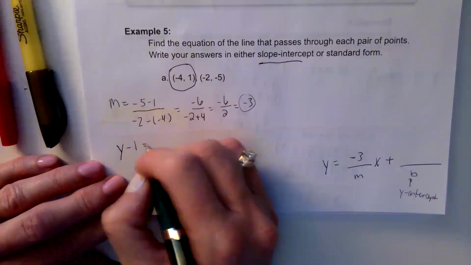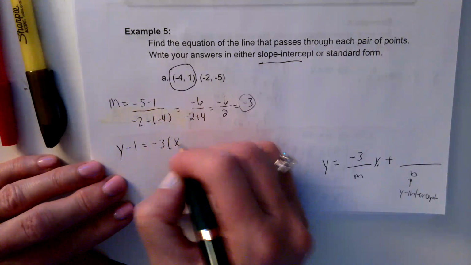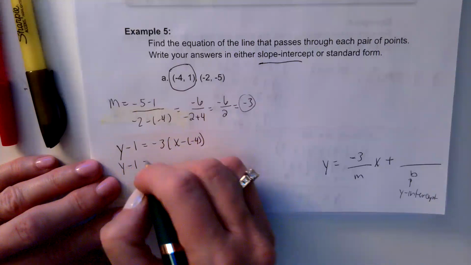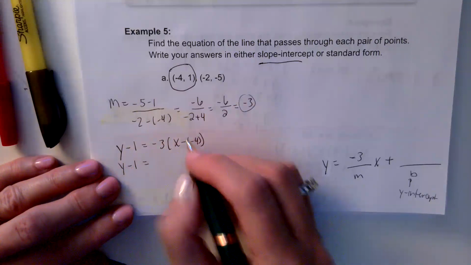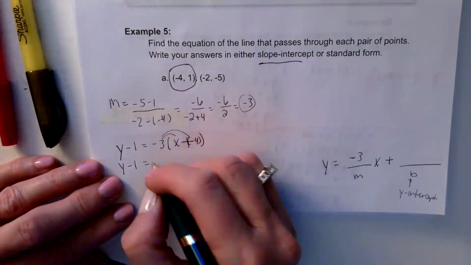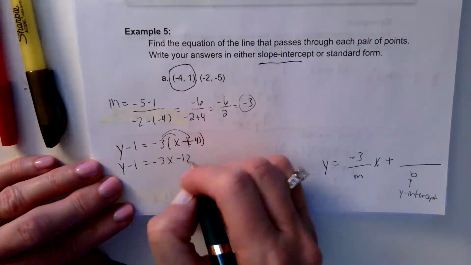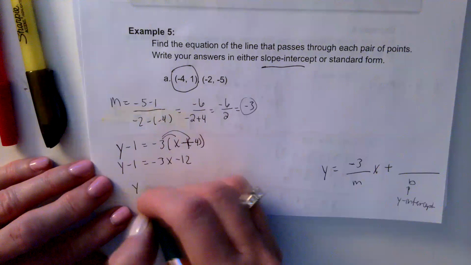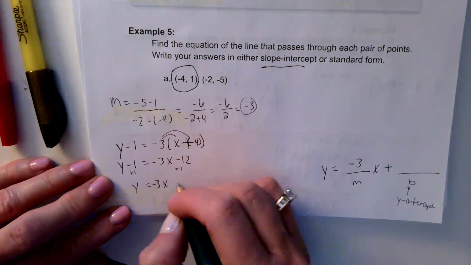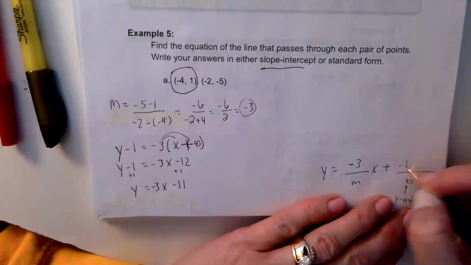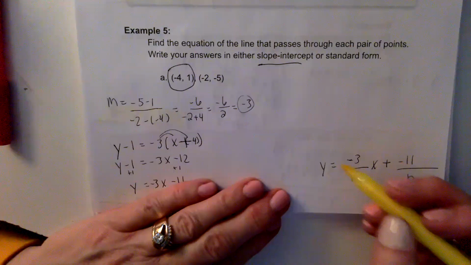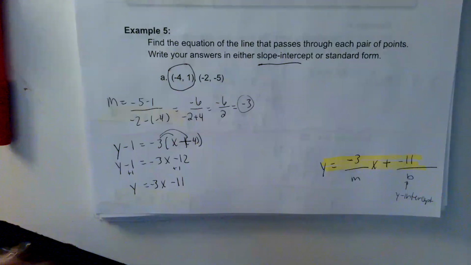So y minus 1 equals my slope times x minus x1. So y minus 1, this x minus the -4 becomes +4, and then I'm going to distribute my -3. So I have -3x minus 12. And then to solve for y, I'm going to add 1. So we have y equals -3x minus 11. So my equation is y equals -3x minus 11.